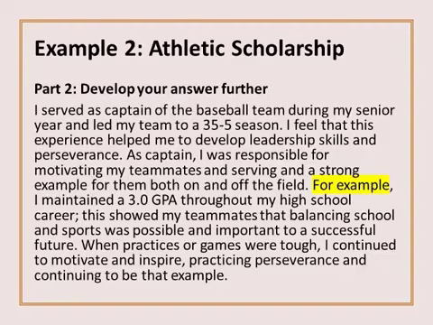To develop that previous basic answer further, this response says, "I served as captain of the baseball team during my senior year and led my team to a 35-5 season. I feel that this experience helped me to develop leadership skills and perseverance. As captain, I was responsible for motivating my teammates and serving as a strong example for them both on and off the field. For example, I maintained a 3.0 GPA throughout my high school career. This showed my teammates that balancing school and sports was possible and important to a successful future. When practices or games were tough, I continued to motivate and inspire, practicing perseverance and continuing to be that example."